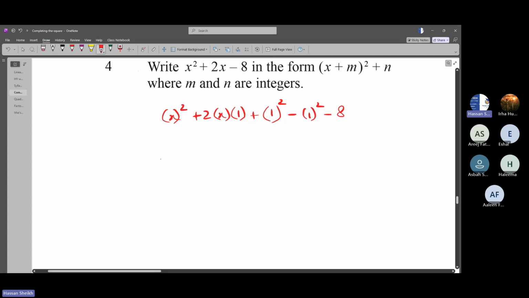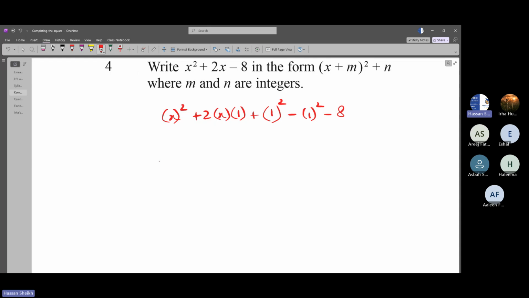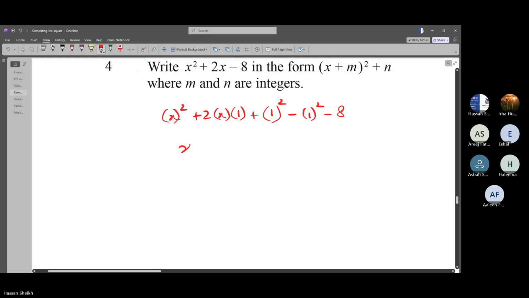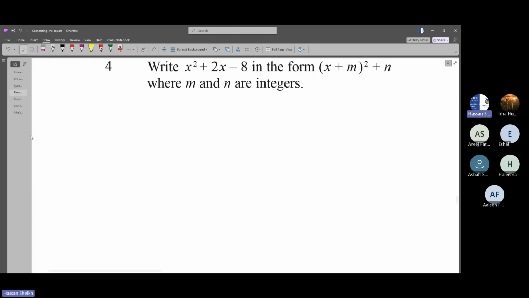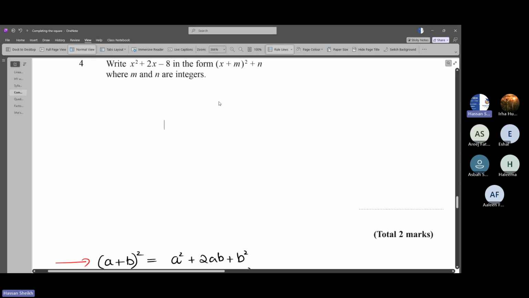These are the steps. A is x, B is 1. Students, do you all get B as 1? Yes. (X plus 1) whole square minus 1. Yeah, that is the answer. Simple. Minus 1 square is minus 1 because it is not the whole square of minus 1. Minus was outside the bracket. So 1 square is 1. So when we expanded the bracket, it becomes like this.